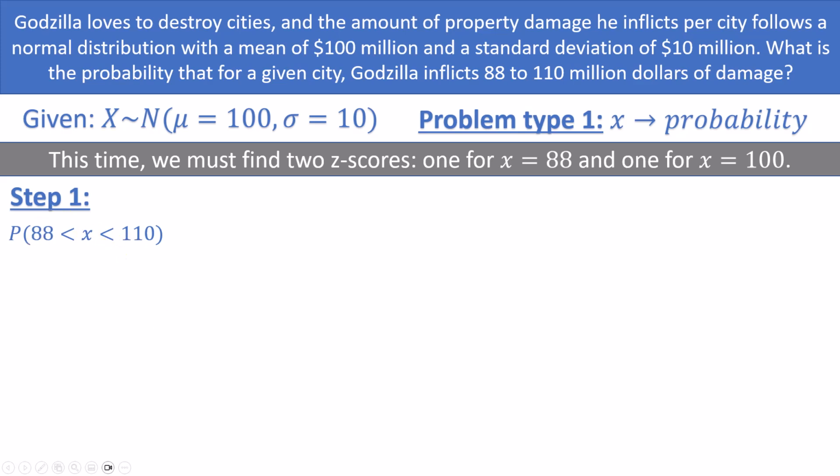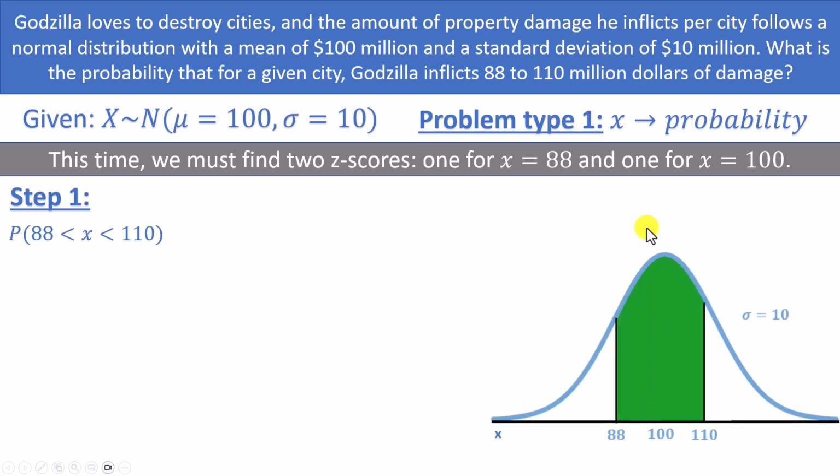So we can go ahead and draw our picture now if we'd like to. So we have 100 in the middle, 88 is somewhere to the left, and 110 is a little bit to the right. And then the shaded region is going to be the probability that we are trying to solve for. So then we can go ahead and do step number 2, which is to find our z-score. But in this case, there's going to be two different z-scores, one for the 88 and one for the 110. So to find the first z-score, we're going to be plugging in the first x value, which is 88, into the formula. So 88 minus 100, which is the mean, divided by the standard deviation of 10.